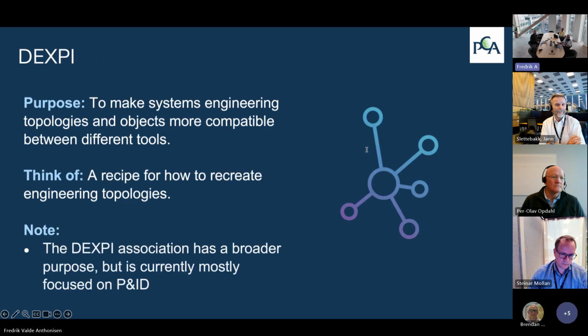We have the DEXPI standard, and the purpose of DEXPI is basically to make systems engineering topologies and objects more compatible between different tools. You could think of it like a recipe for how you could recreate engineering topologies in another place than where they were created. The DEXPI Association has a broader purpose. They're working on something called DEXPI Plus, but currently, at least from my point of view, their focus is mostly on the P&ID part.